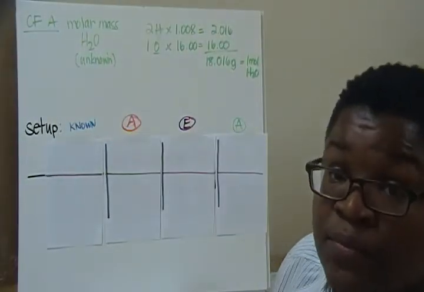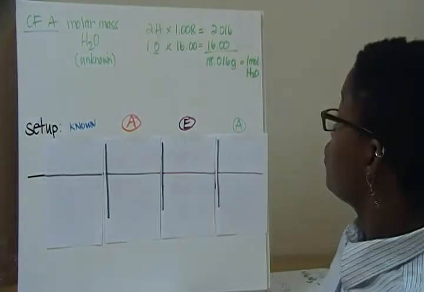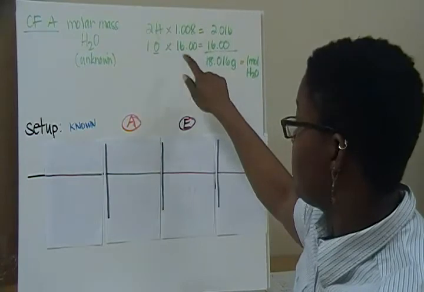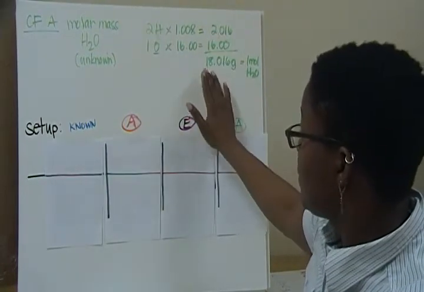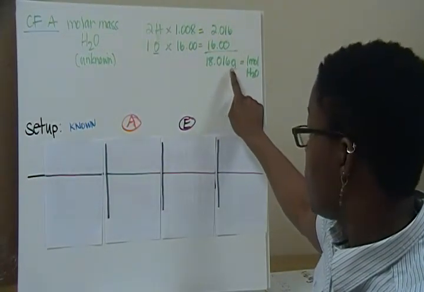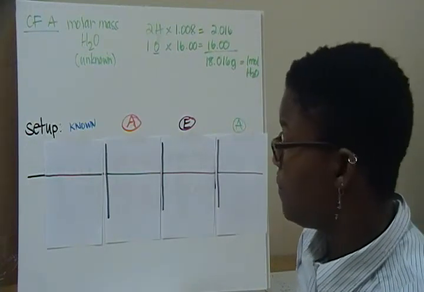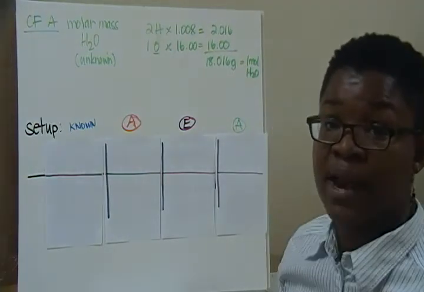And that's the molar mass of water, which is at the top. So in this case, we have 2 H's times 1.008, 1 O times 16.00. We add those together and we get 18.016 grams is equal to 1 mole of H2O. Now we get to our setup.